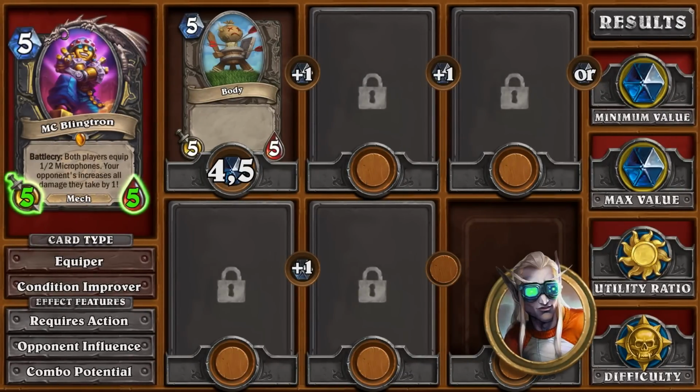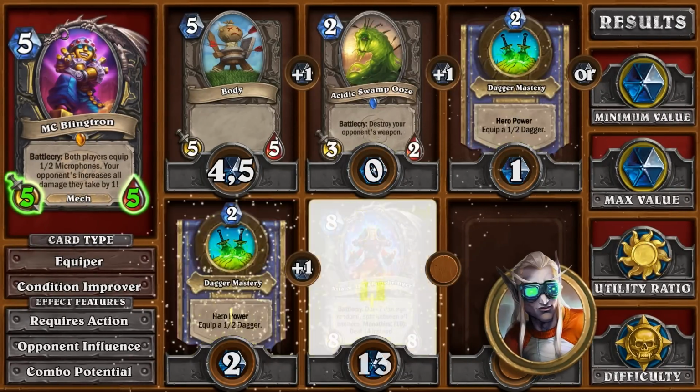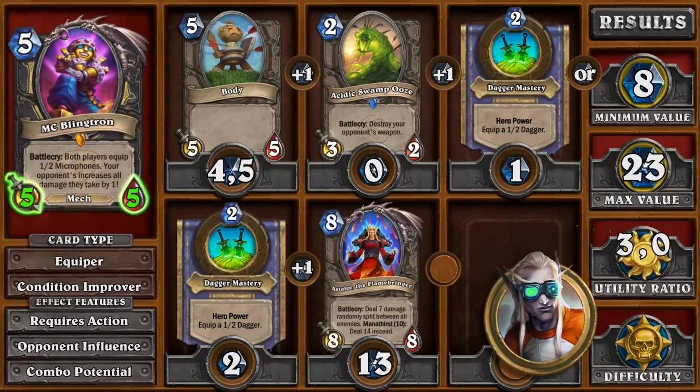MC Blingtron deserves special attention. The card has an extremely unstable effect that depends on many factors. First, if the enemy is armed, you can destroy his weapon. Secondly, the card has an extremely low minimum value, because in the worst circumstances, the opponent will not allow you to use the effect's advantages.